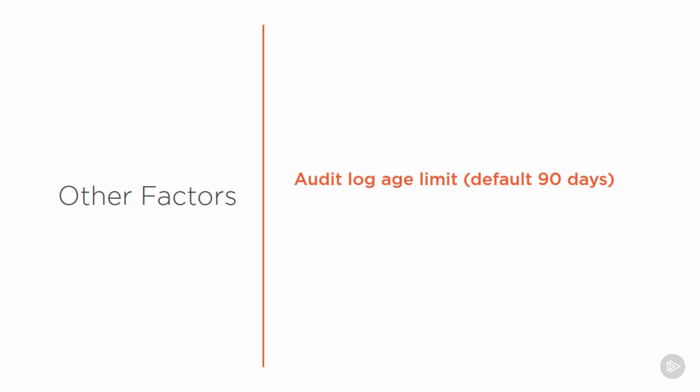90 days is the default, and the data will be purged when it's older than that. You can make it longer or shorter, and that will increase or decrease the storage impact accordingly.